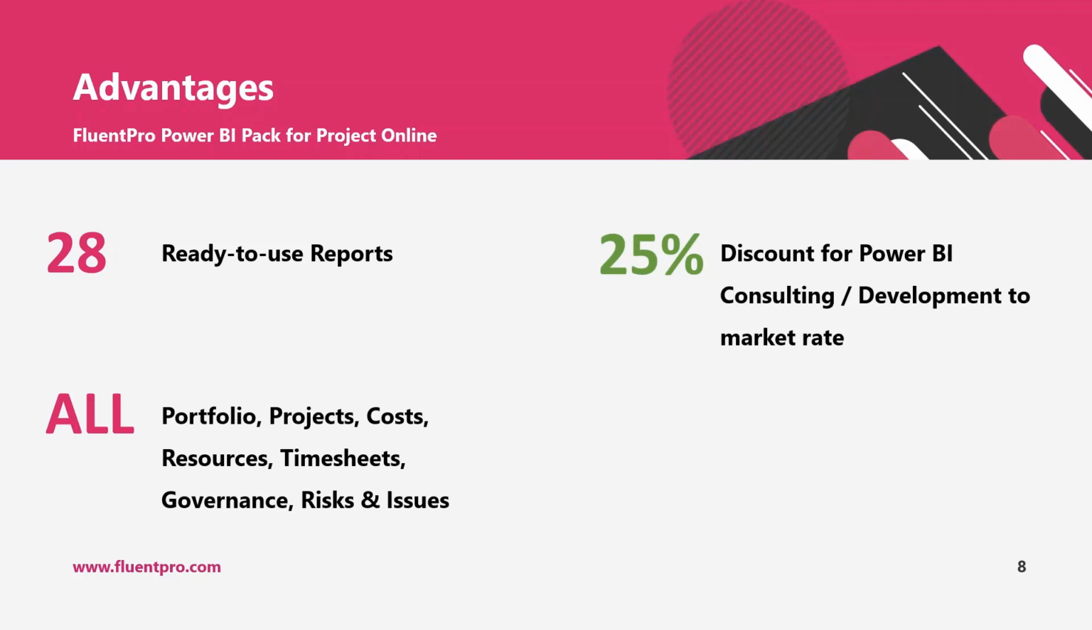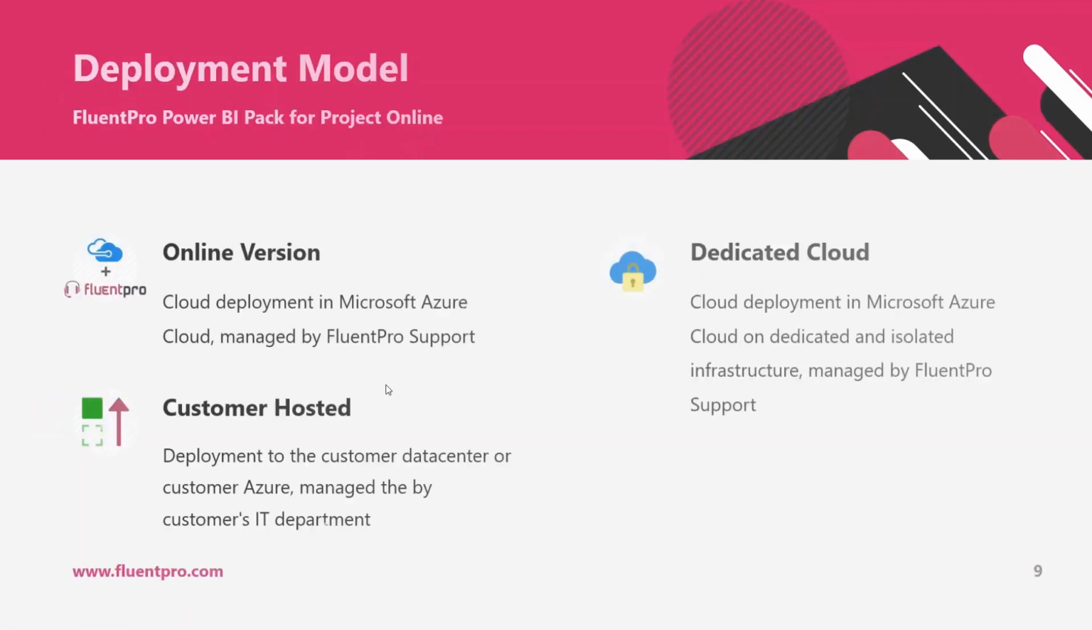We covered pretty much all aspects of what's required by organization. So we cover the portfolio aspect, project aspect, cost details aspects, resources, timesheets, governance, risk, and issues. So all that information covered. As part of our offering, FluentPro has a Power BI Center of Excellence, and as a customer you can get a discounted rate for any customization or any additional work that your organization might need.